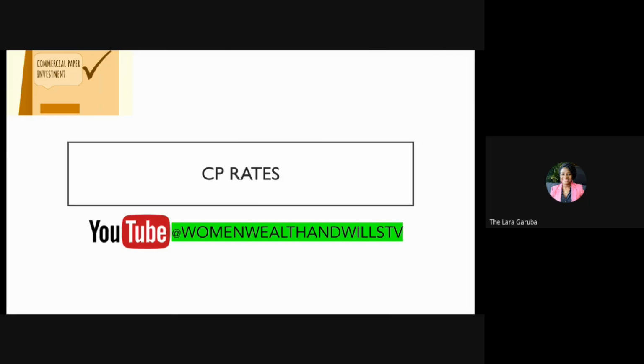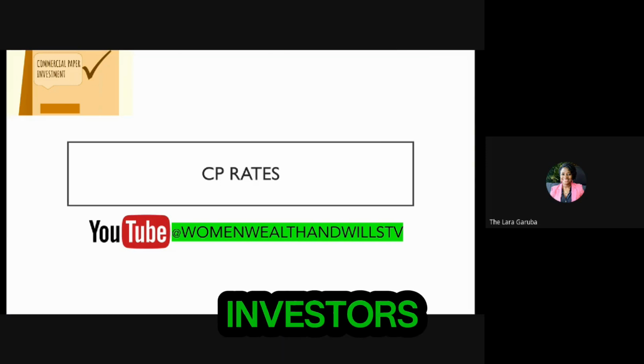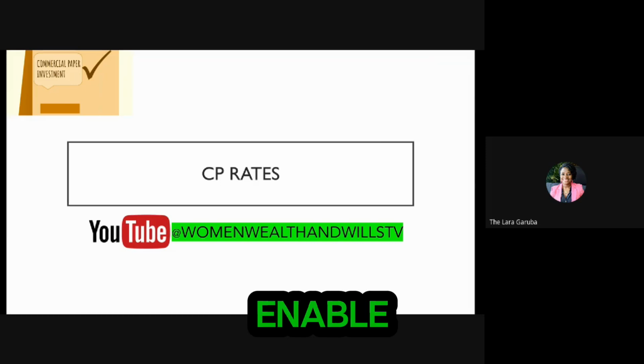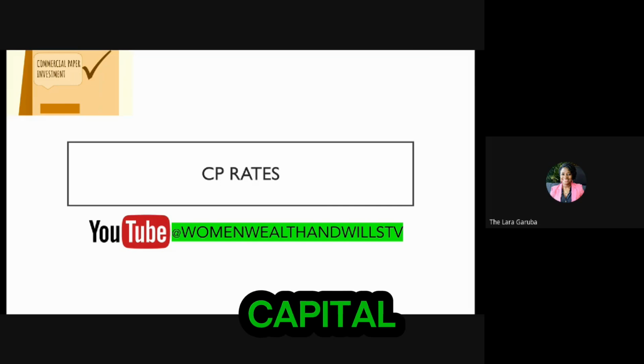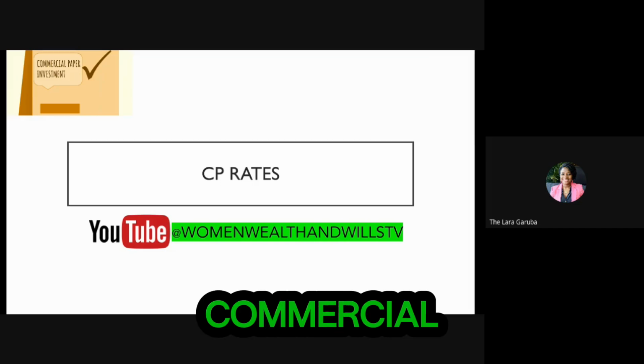CP rates. Commercial papers are usually issued at a higher rate to attract investors like you and I to enable the issuer company to meet their target for a working capital. So unlike you getting 10%, 12% from regular investments, you may get up to 25, 28, even 30% on commercial paper rates.